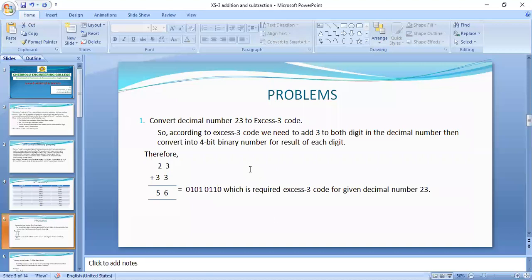And here I'm taking some more problems to explain how to convert a given number into XS3 code. Here I'm taking the number 23.